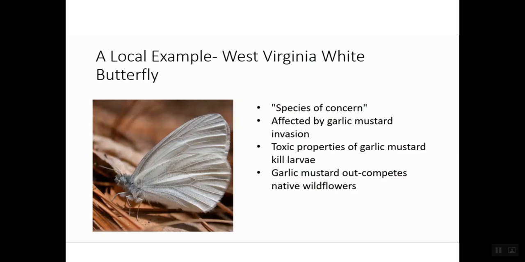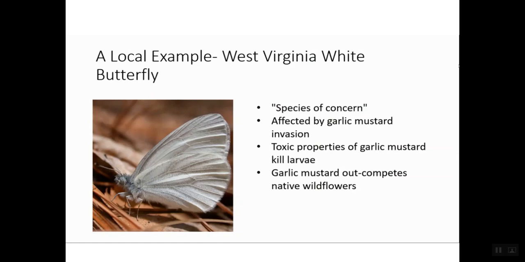And garlic mustard actually outcompetes the native wildflowers. So this butterfly relies on the native flowers to live, and garlic mustard is killing it off. So it's actually seeing a decrease in the population of this butterfly. And I'll show you, it relies on toothwort.